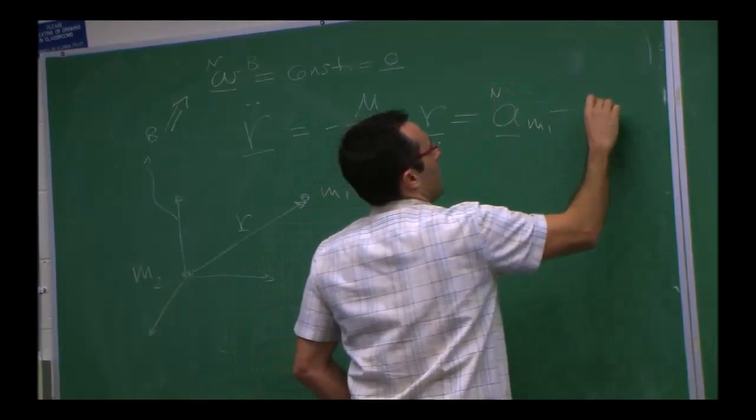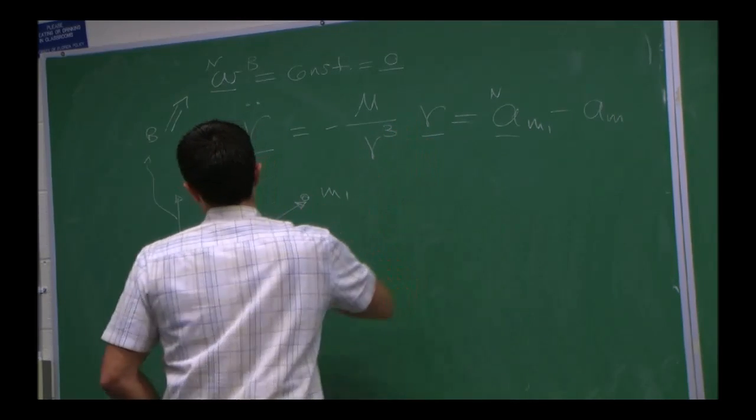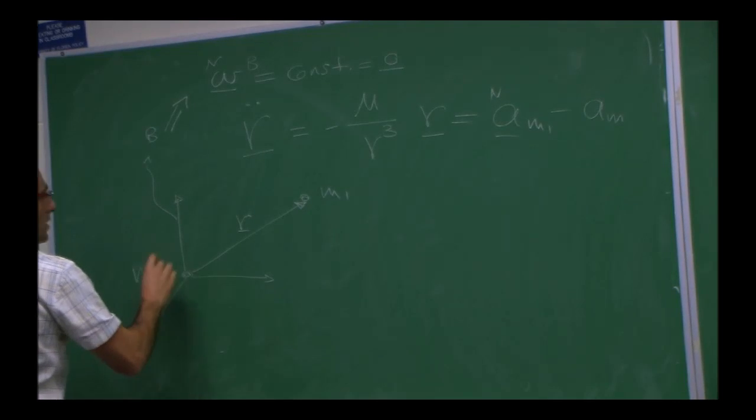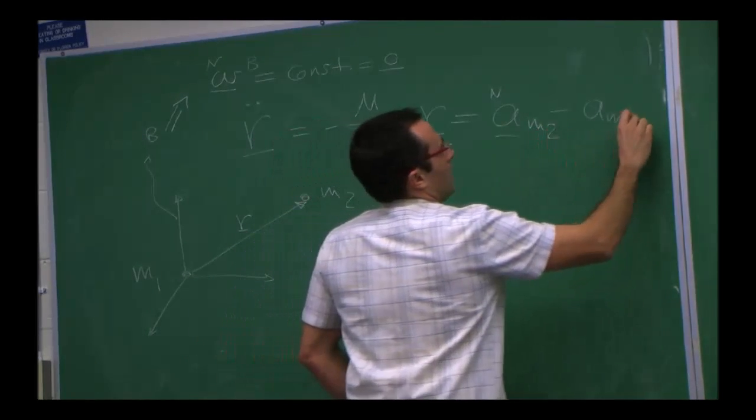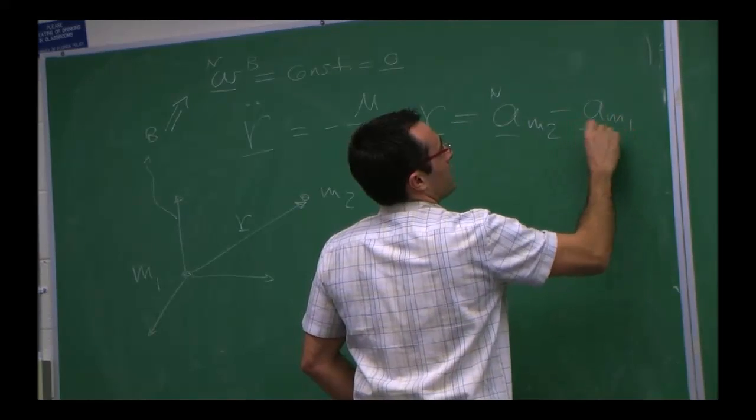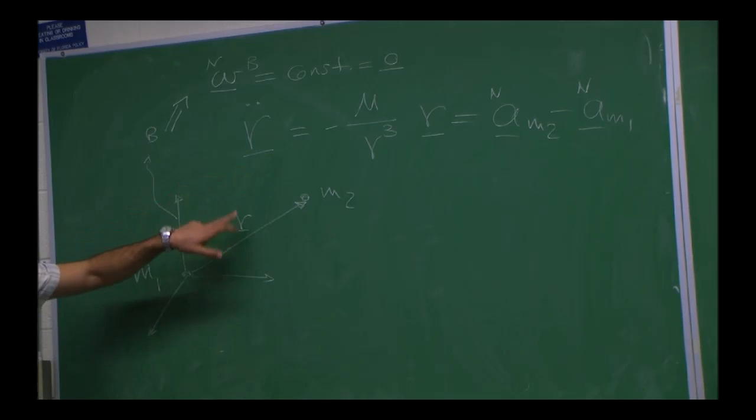If that is true, this acceleration is also equal to a_m1 in N minus a_m2. Did I do it the other way? Yeah, m1 was here, I'm sorry, doesn't matter, but just to be consistent: acceleration of m2 minus acceleration of m1. So that can be seen also as the relative acceleration between the two masses.